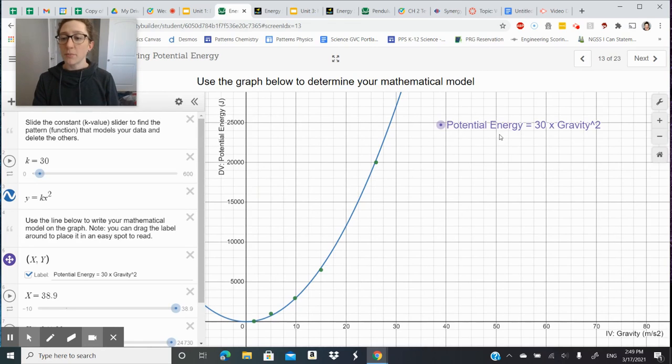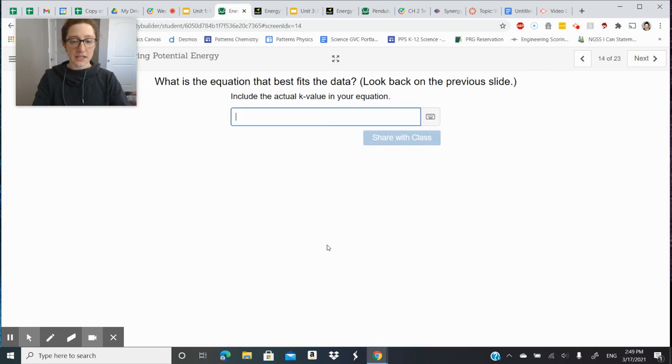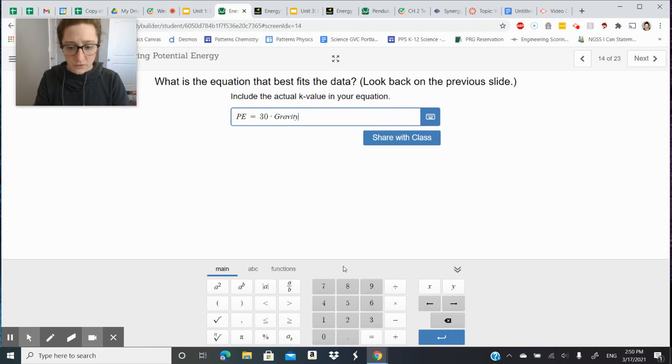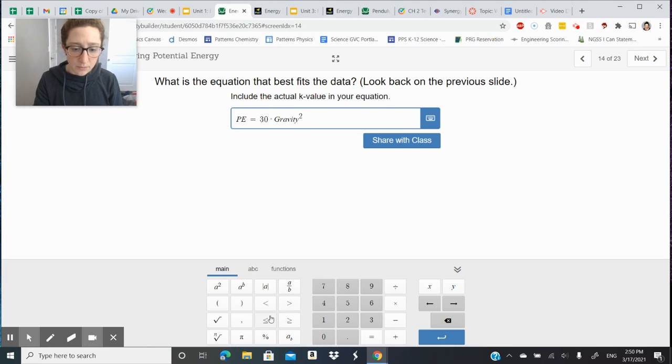This is, again, my fake data. Potential energy equals 30 times gravity squared. So I'm just going to go ahead and plug that in. I'll say potential energy equals 30. That's my K value. I don't want to just put in K because I actually know what K is here. 30 times gravity squared. There we go, gravity squared. And you can go ahead and put in your multiplication there as well. So that would be my equation.